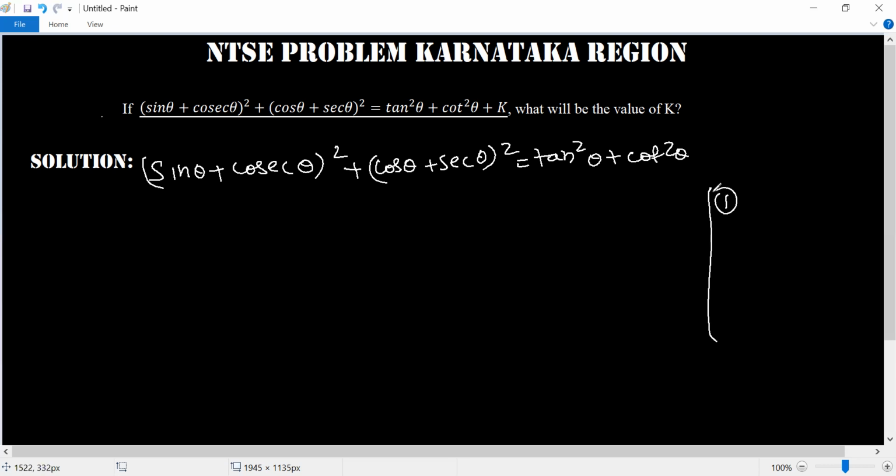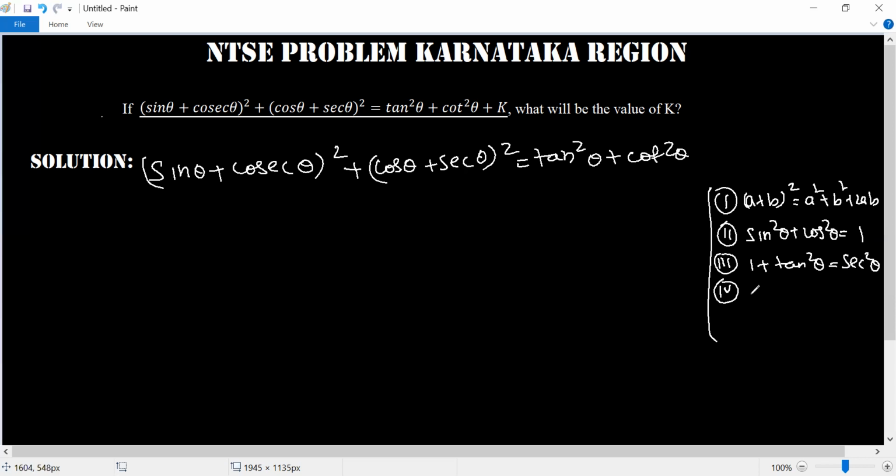Number one, we know that (a plus b) whole square is equal to a square plus b square plus 2ab. Number two, there is one trigonometric identity: sin square theta plus cos square theta equals 1. Another one is 1 plus tan square theta is equal to sec square theta. Next, 1 plus cot square theta is equal to cosec square theta.